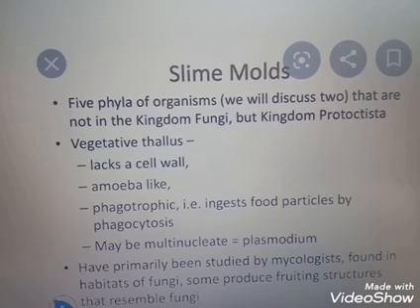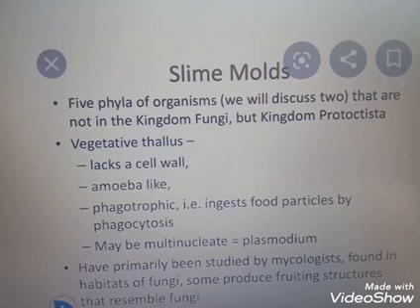Next one, slime molds. Slime molds are fungus-like protists. These protists are named molds as they give rise to mold-like or fungus-like spore-bearing sacs. Spore-bearing sacs are seen in the slime mold. That's why they are named slime molds. Then they are saprophytic.